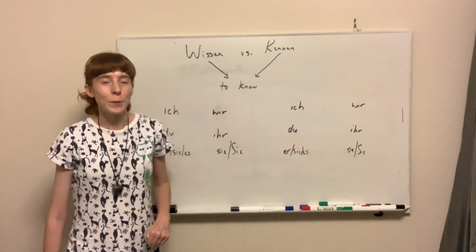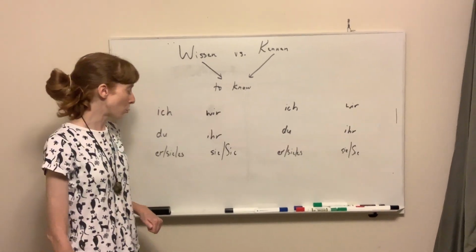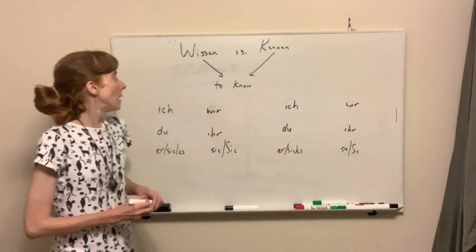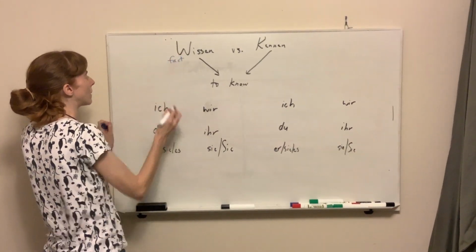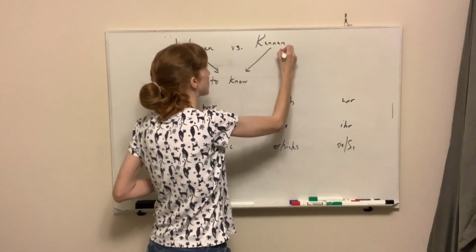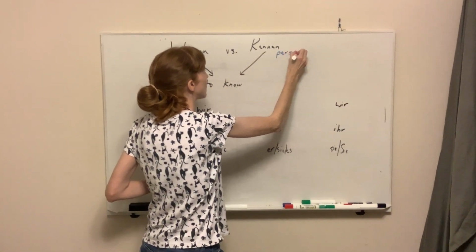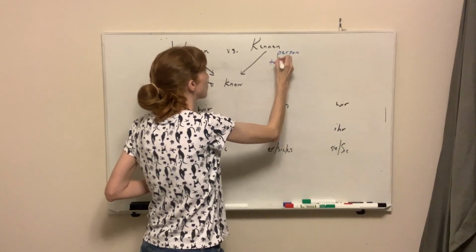Wissen versus Kennen. Both of them mean to know. So what's the difference? Wissen is to know a fact, and Kennen is to know a person, or you might also say to be familiar with.